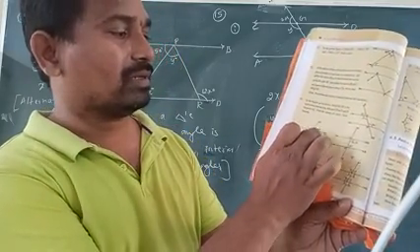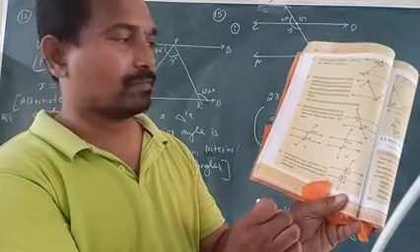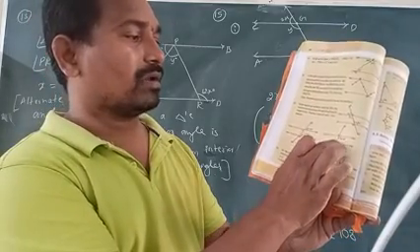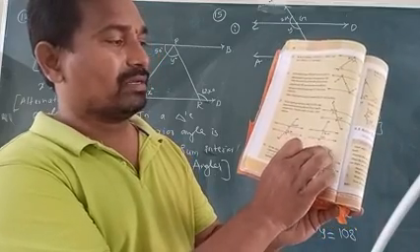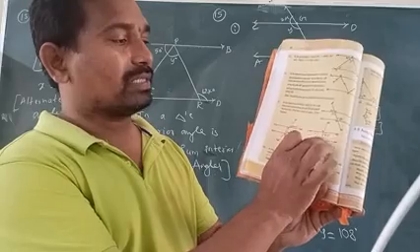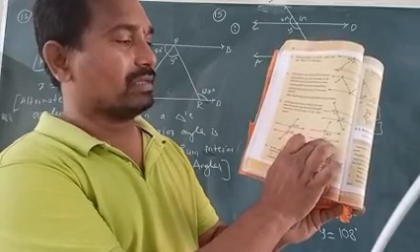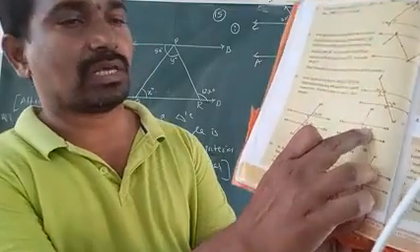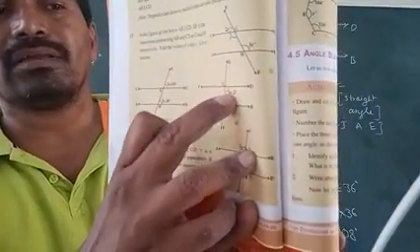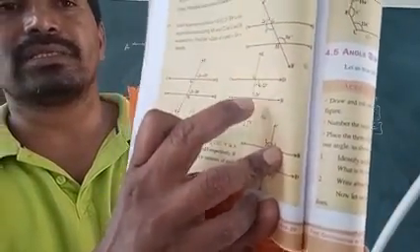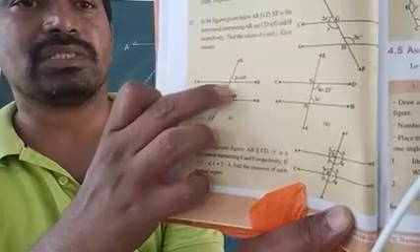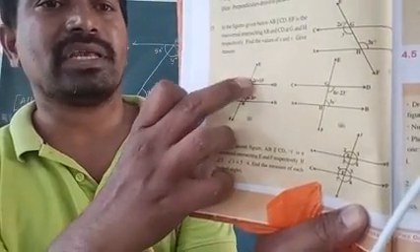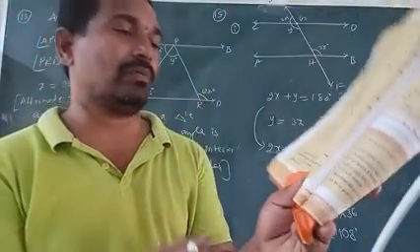See, in the second one, these two are corresponding angles. In the third one, these two are interior angles on the same side. They are supplementary, which means the sum of these two angles is 180 degrees. In the second one, these two are corresponding angles, so these two angles are equal. By using that property, you can solve these two problems.